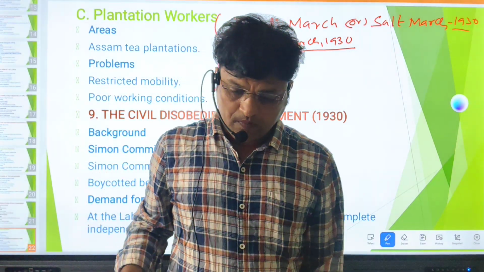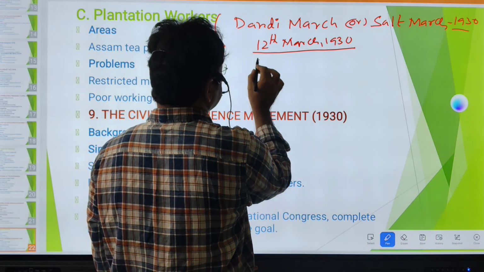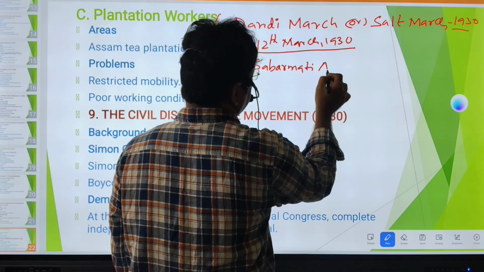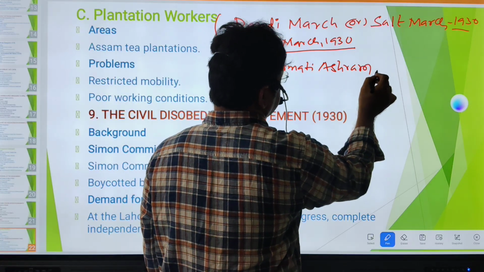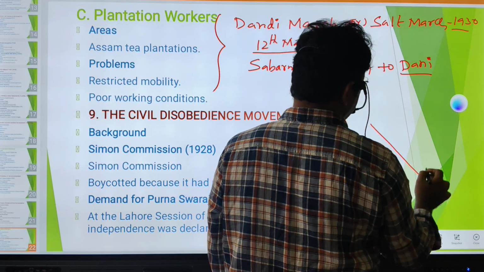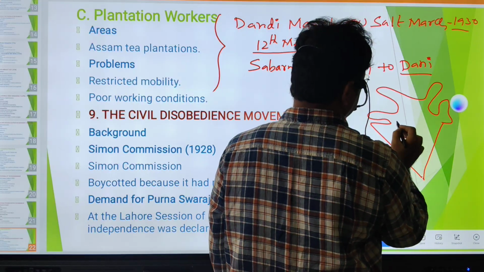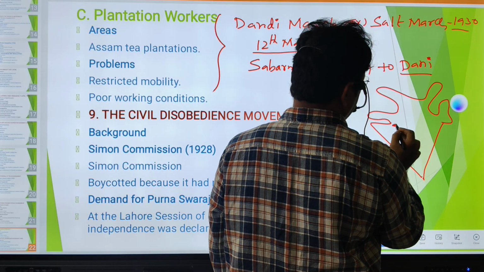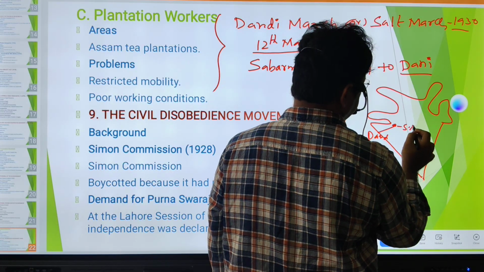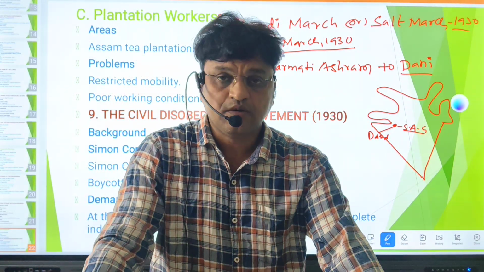So it started from Sabarmati Ashram to Dandi. Sabarmati Ashram is Gandhi's Ashram, which is in Ahmedabad, and Dandi is a place. Suppose this is India, right? Starting from here and going to Dandi here. Here is Dandi, here is the Sabarmati Ashram of Gandhiji. So it started from Sabarmati Ashram, Ahmedabad to Dandi.